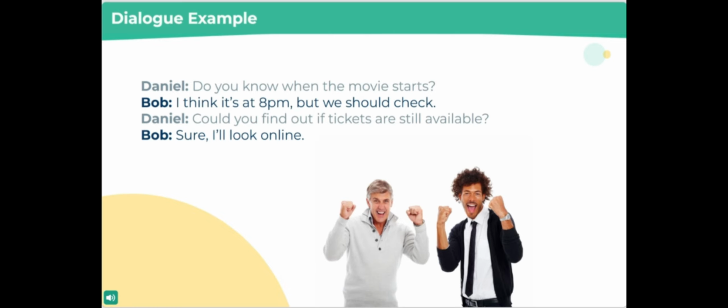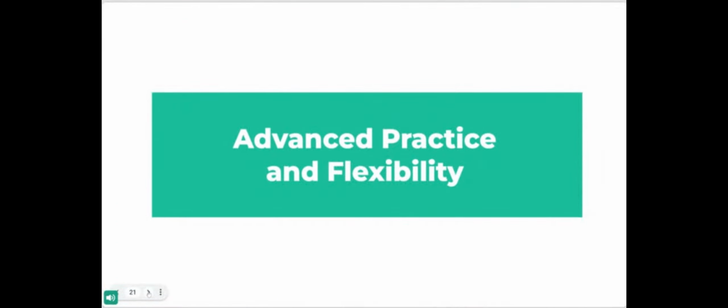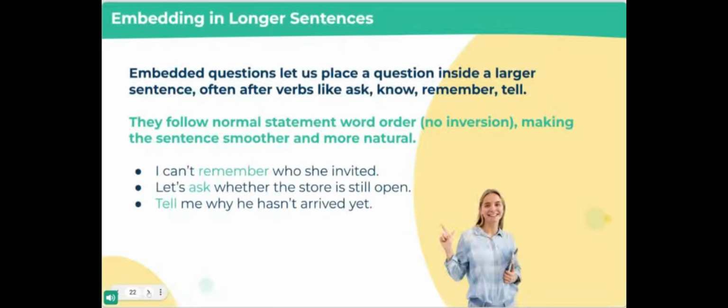Okay, a very polite conversation using embedded questions. Well, let's think about advanced practice and flexibility. Embedding in longer sentences. Okay, so this is where things can get difficult. So let's pay attention as we look through this.